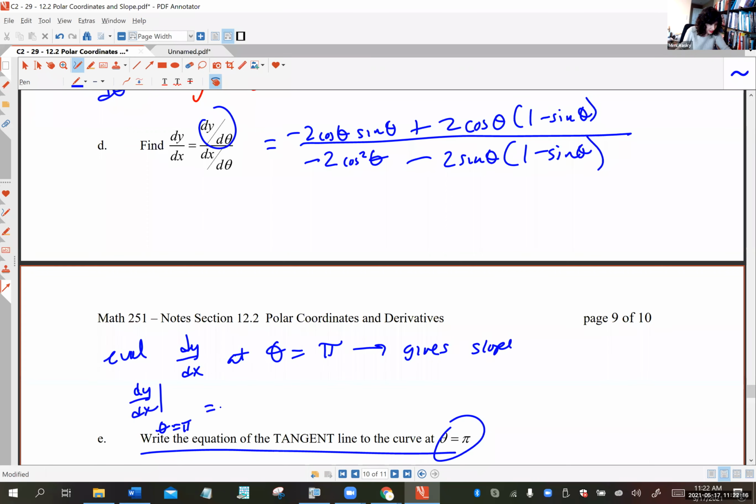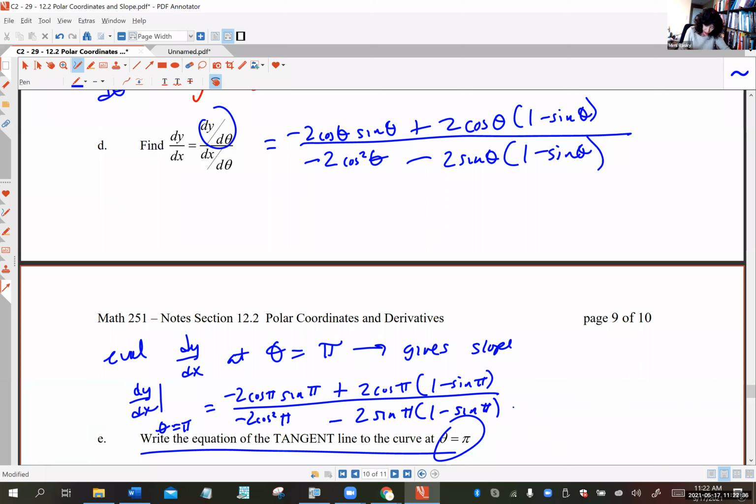So dy dx evaluated at theta equals pi. Oh boy, that's really exciting. So you're going to have -2 cos pi sine pi plus 2 cos pi, parentheses 1 minus sine pi. Now the good news is sine pi is a nice number. What is it? Anybody know? Sine pi equals what? Zero. So any of these terms that have a sine pi in it, I can just cross off. There's a 0. This thing is going to be 0 because sine pi is 0. And then this guy is 0.